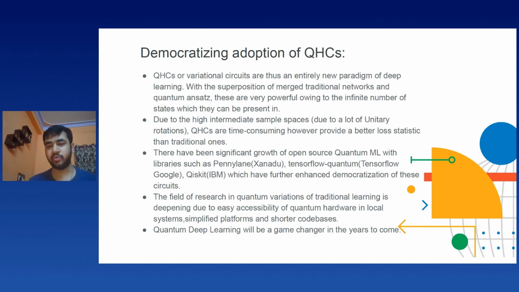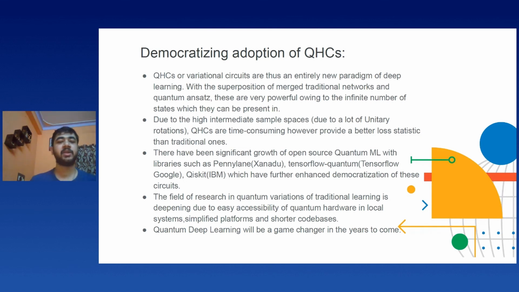It is an entirely new paradigm, and there has been so much development. But ultimately, at the end of the day, quantum circuits are nothing but tensor or matrix multiplications. We try to perform the same logic, and the logics are quite restricted, because we can only apply different kinds of rotations, different phase shifts, and embeddings. These are quite restricted, but using these restrictions, we can create an infinite number of possibilities. Due to the high intermediate sample spaces, QHCs are time consuming.